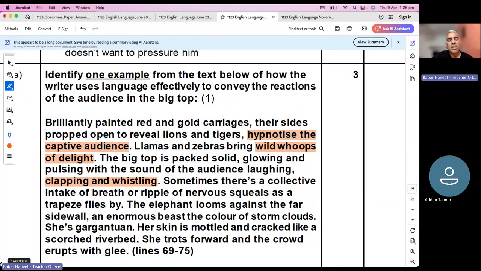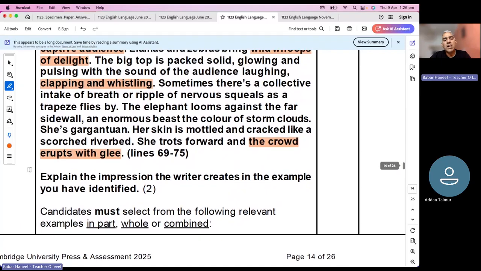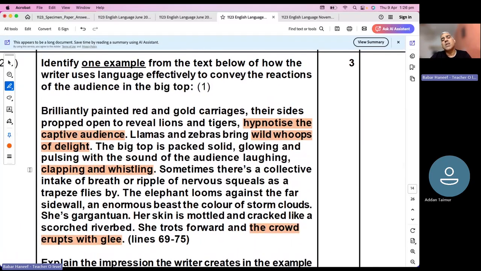She is gargantuan. Her skin is molted and cracked like a scorched riverbed. She trots forward and the crowd erupts with glee. Even this, the crowd erupts with glee. There are a few more of these which I have not highlighted. You can pick any short example. The ones I have highlighted are of similar size, two, three, or maybe four words. You need to pick up from the extract and write down in the line given in the question, and then two marks are for the explanation.